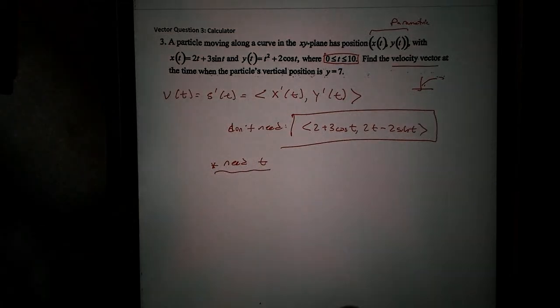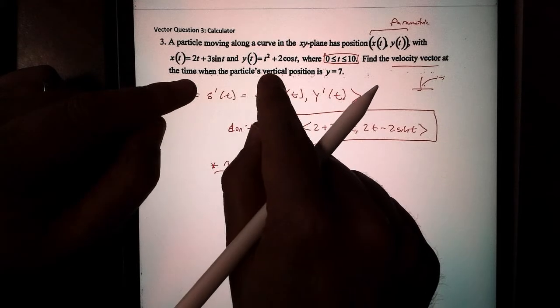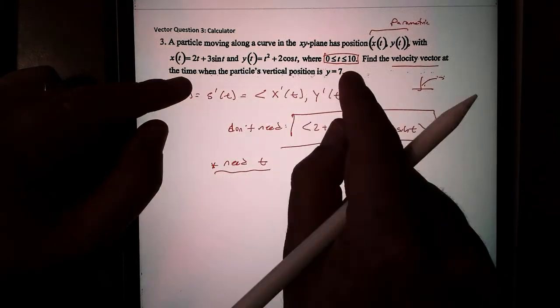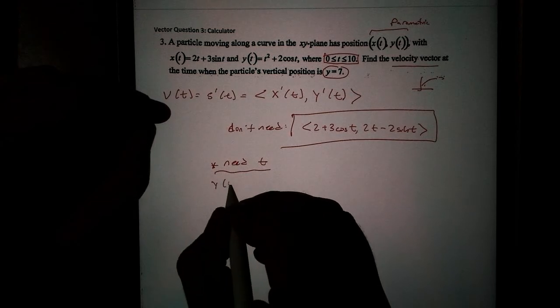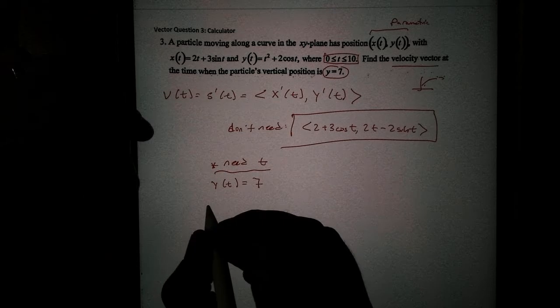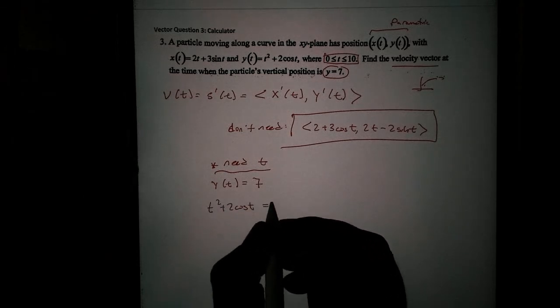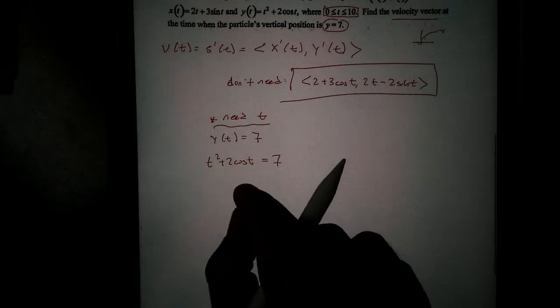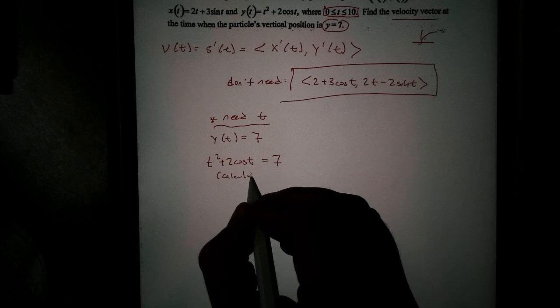So how do we get t? Well, that's what the next part says. They say the particle's vertical position is 7. So they're saying y of t is 7. At some time t, the y value is 7, and I can just plug that in. t squared plus 2 cosine t equals 7. And now you know why this is a calculator question. You cannot solve this by hand. Don't try it. Use a calculator.